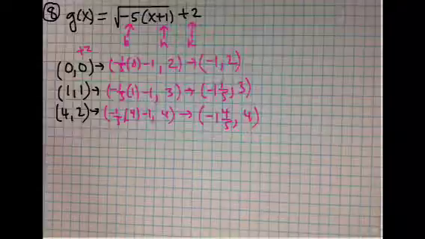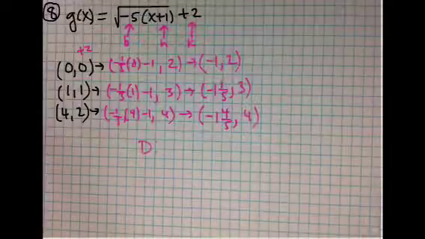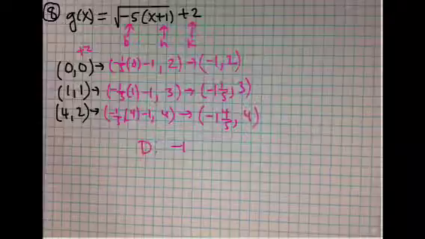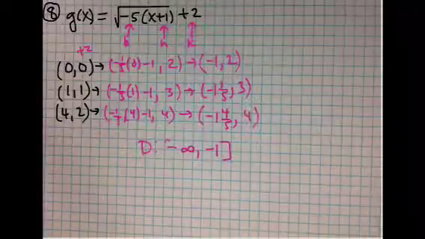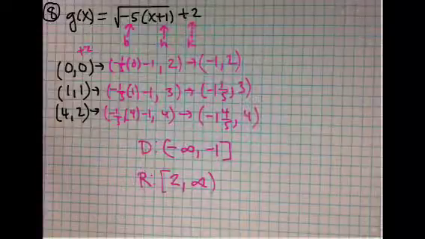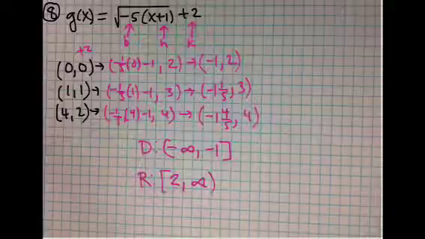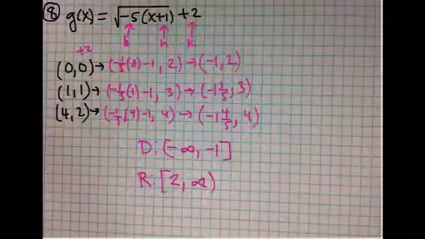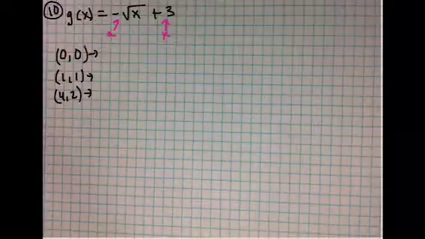So for domain, we start at -1. Oops, sorry. Since they're getting smaller, you actually start with -infinity up to -1. Okay? And for the range, they start at 2 and go to infinity. And again, notice h is -1, domain -1. K is 2, range is 2.